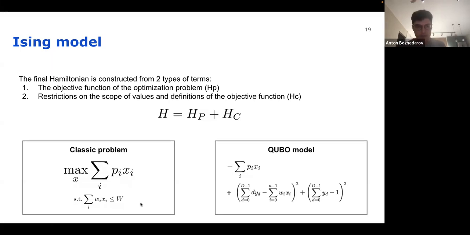The way of solving such problems with the Ising model or with adiabatic quantum computers is to build a Hamiltonian, or energy function, a special function that is built with two separate terms. One term corresponds to the problem that we're trying to solve, the cost function. It corresponds to H with index p. And another term is H with index c that corresponds to the constraint of the problem.